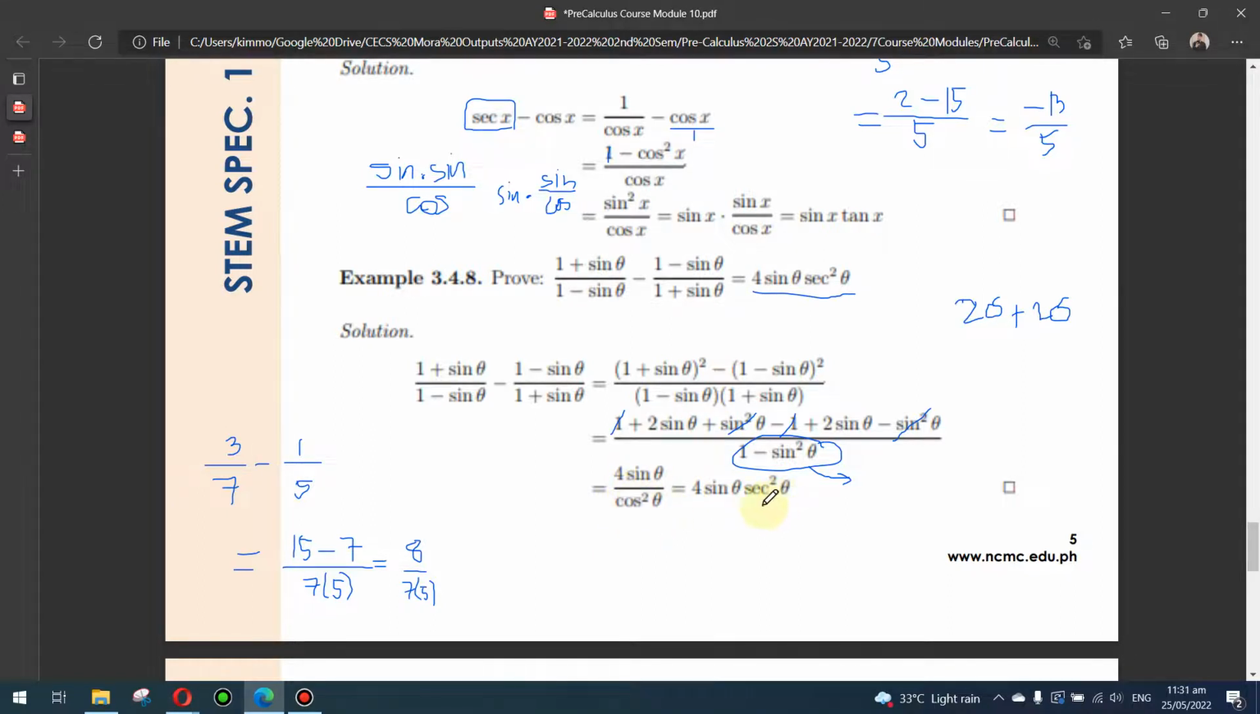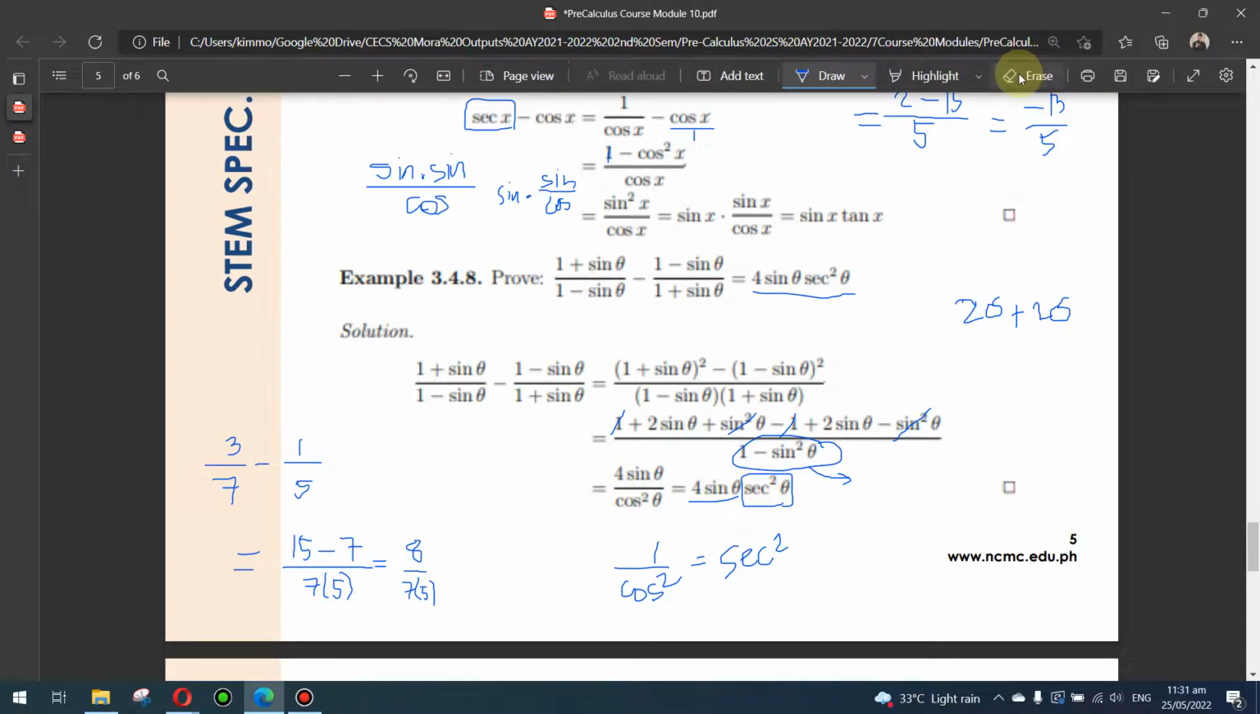Then, yun sa man siya para may mong secant. So, that is by using the reciprocal nga identity. No? 1 over cosine squared is equal to secant squared. So, manang, may mo ni siyang secant squared. Then, copy ang numerator, which is 4 sine. Okay, nasabtan na to?